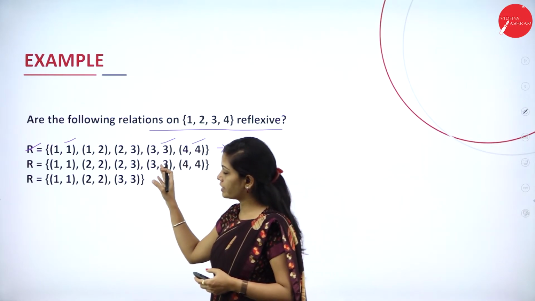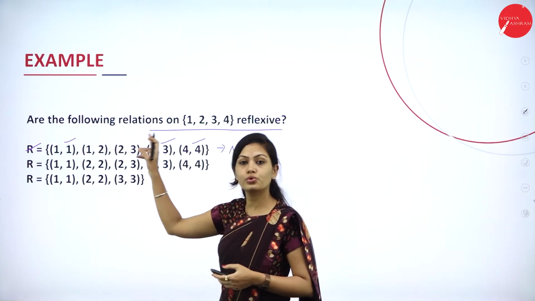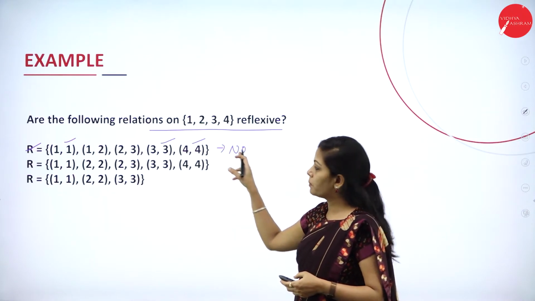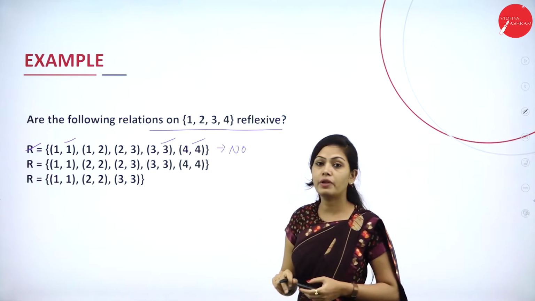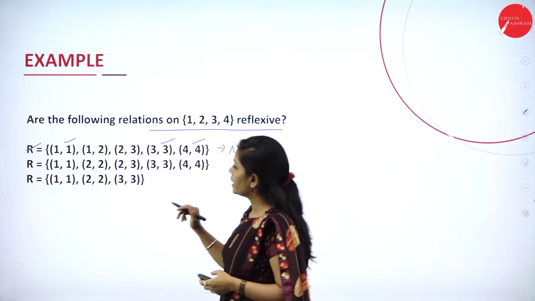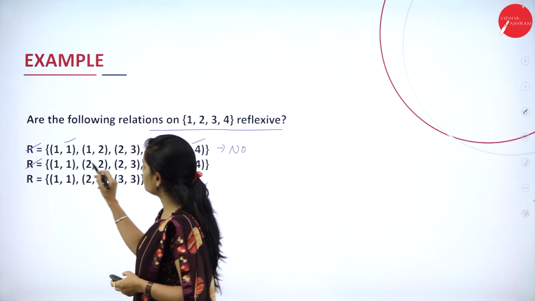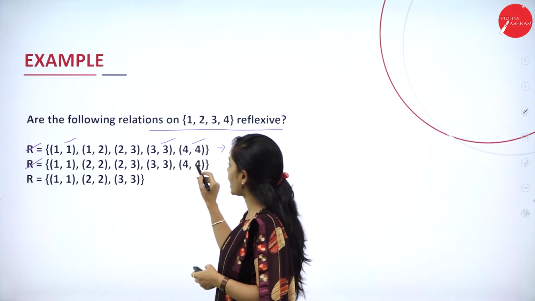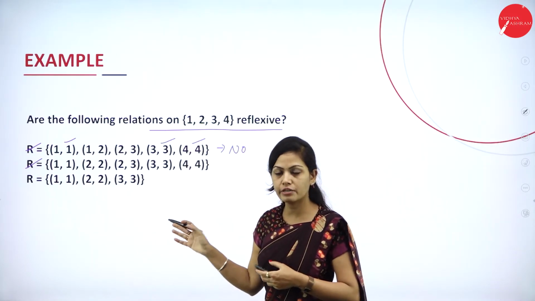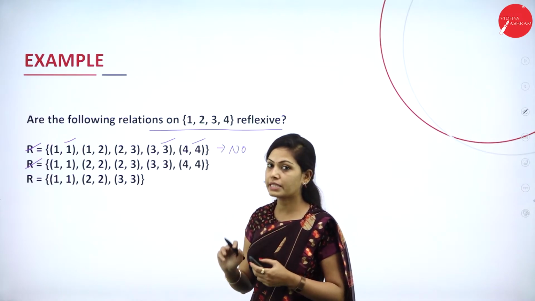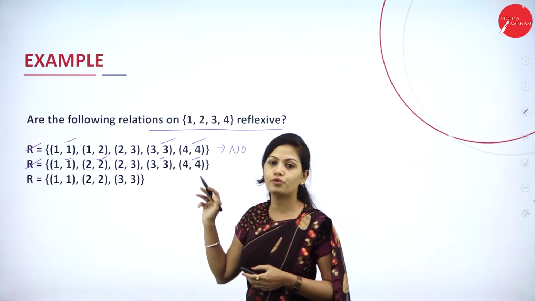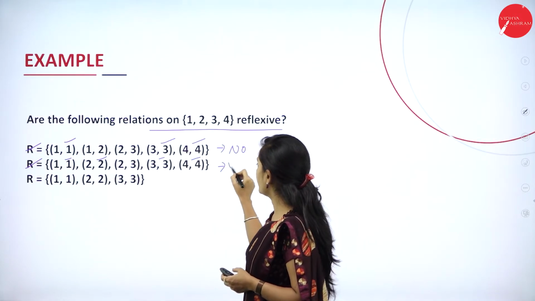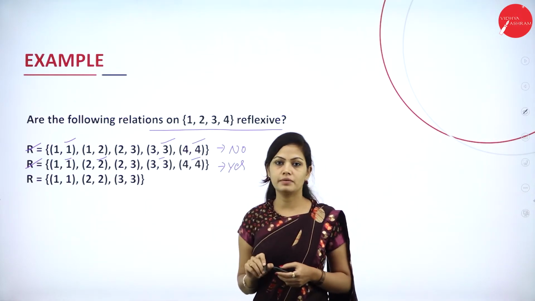Because it has to satisfy (1,1), (2,2), (3,3) and (4,4). But (2,2) is not there in this relation, so it is not a reflexive relation. And in the second relation, (1,1), (2,2), (2,3), (3,3) and (4,4). Is this reflexive? Yes, it is reflexive because it satisfies (1,1), (2,2), (3,3) and (4,4). So yes, it is a reflexive relation.